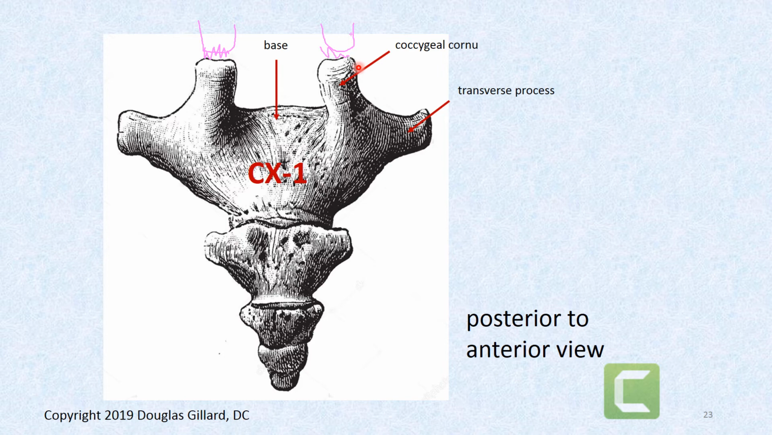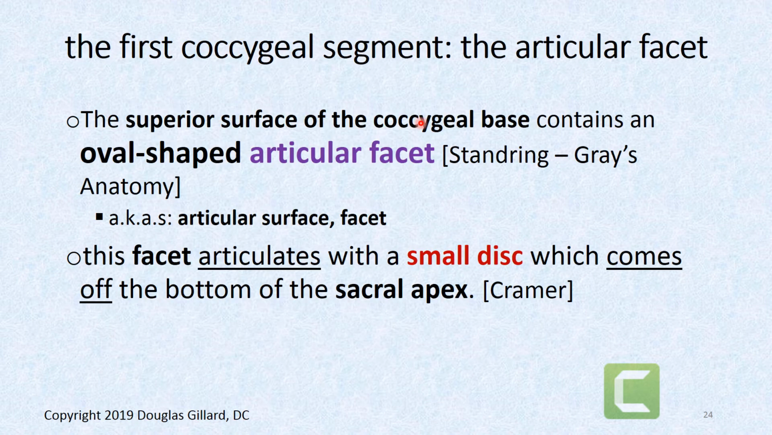That's the deal there. So sacral cornua up here. Coccygeal cornua is right there. Transverse processes, little airplane wings, stick out from the side. They're not as long as most of the vertebrae are, but nevertheless, they are there.